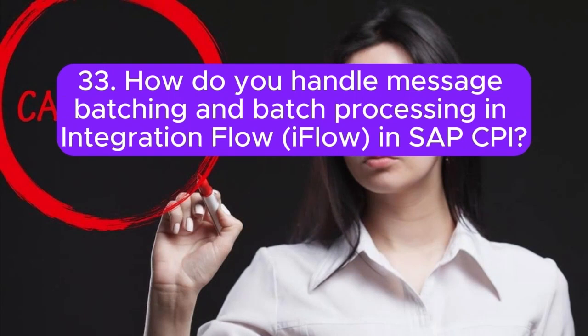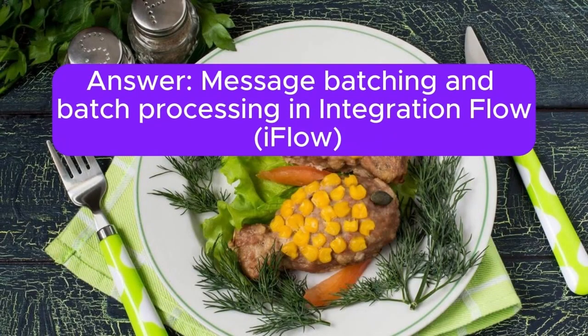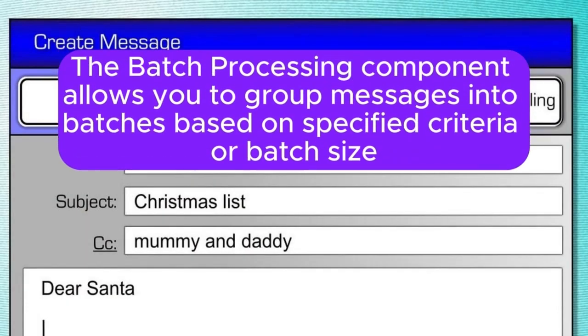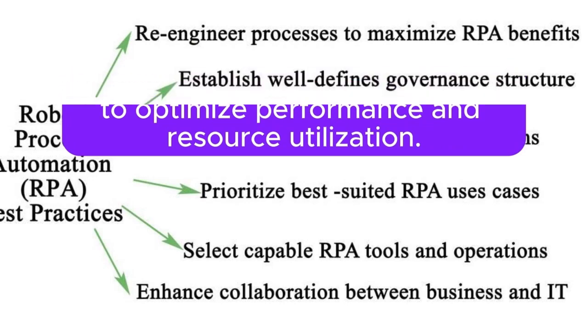33. How do you handle message batching and batch processing in integration flow iFlow in SAP CPI? Answer. Message batching and batch processing in iFlow in SAP CPI can be implemented using the batch processing component. The batch processing component allows you to group messages into batches based on specified criteria or batch size, and process them together in bulk to optimize performance and resource utilization.